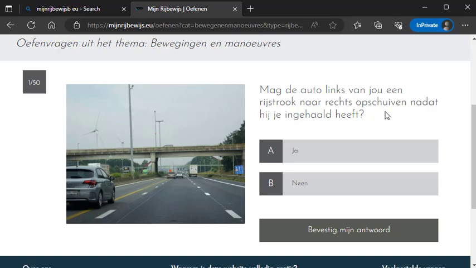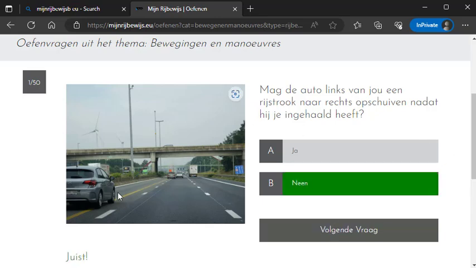Yeah, not every question is related to what we just studied, but I will try to answer 50 questions here, and some will be related, but the others will be related to other chapters, but it gives you a good picture of all the questions. So it says, is the car on the left allowed to make a maneuver and to come back to the right lane after it has overtaken? So the answer is no.